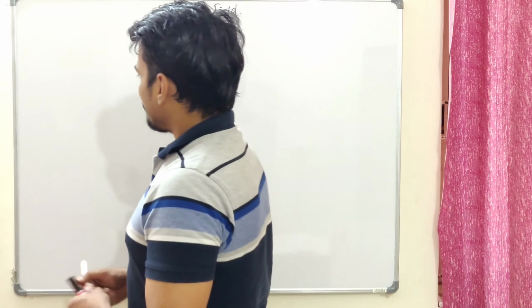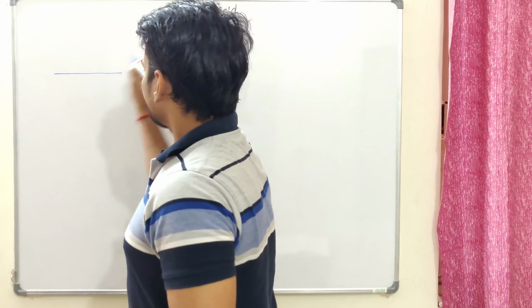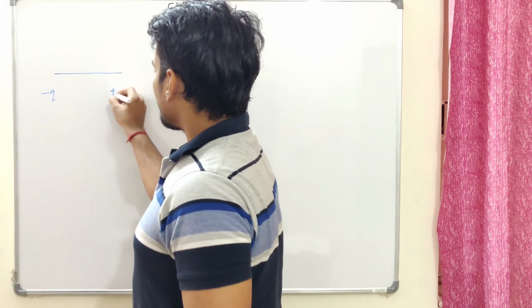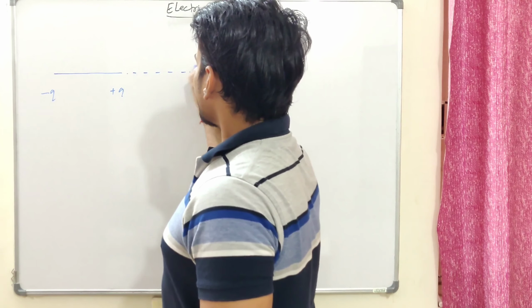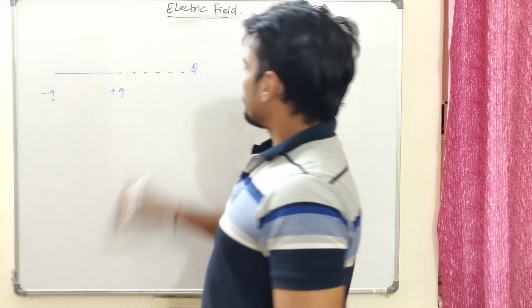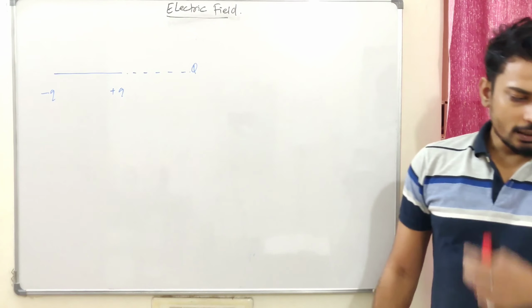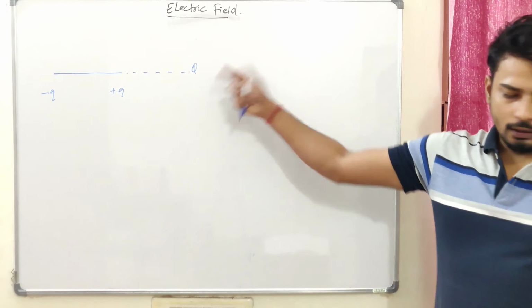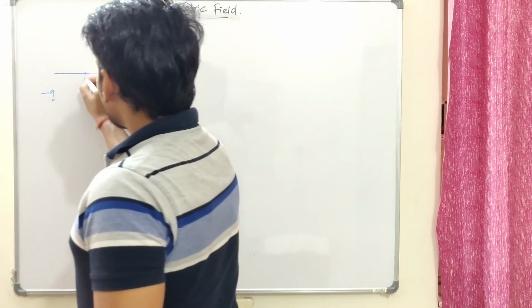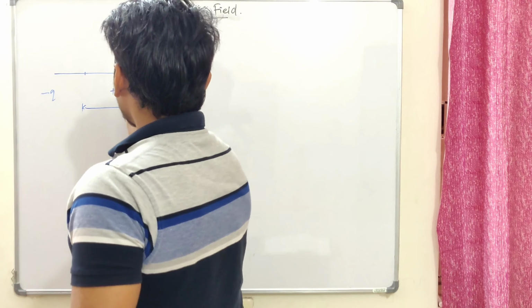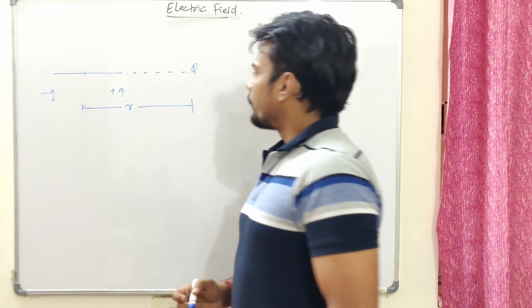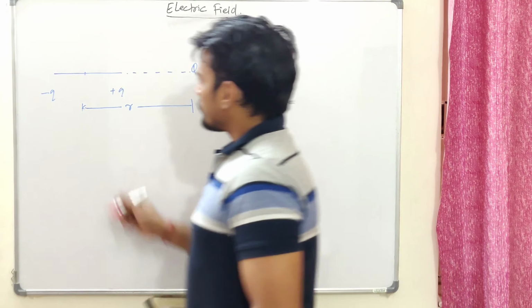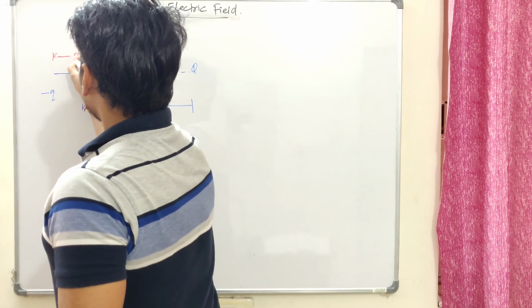Now let's say I have a dipole kept here, with -q and +q. Let's say at a certain distance I have a charge q placed over here. I just need to find the force on the dipole because of this charge q. Let the distance of this charge from the center be r, and you can assume the dipole length is 2a.